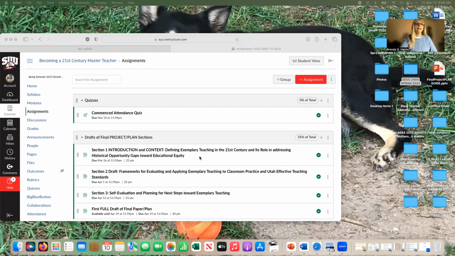And the reason that I say final project slash plan is because my hope is for you to be able to use this product that you use as a culminating demonstration of your learning as something useful, not solely something that you jumped through a hoop and you said, I met the objectives for EDUC 6915, but something that goes beyond that and is useful for you in your own classroom.